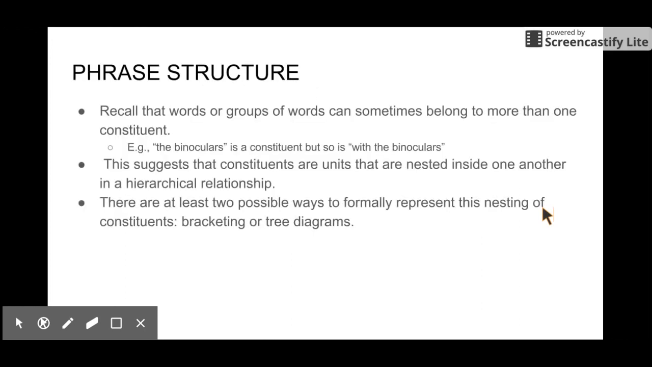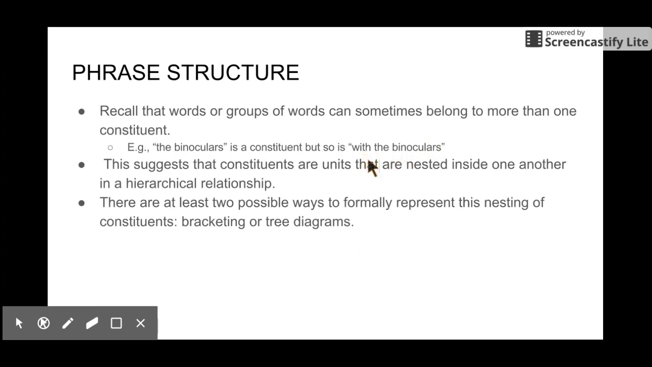So recall that words or groups of words can sometimes belong to more than one constituent. For example, here we have the binoculars. These two words are a single constituent. However, if these two words, the binoculars, are inside another phrase, then we have a bigger constituent. For example, we can have a preposition preceding the binoculars, and we have with the binoculars. And then with the binoculars is another constituent, which means that we have a nested structure. The binoculars itself is a constituent, and with the binoculars is another constituent.